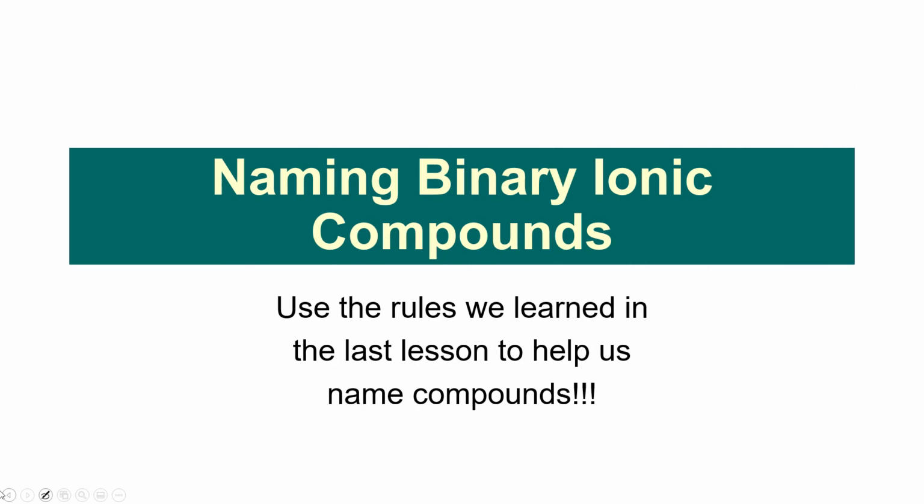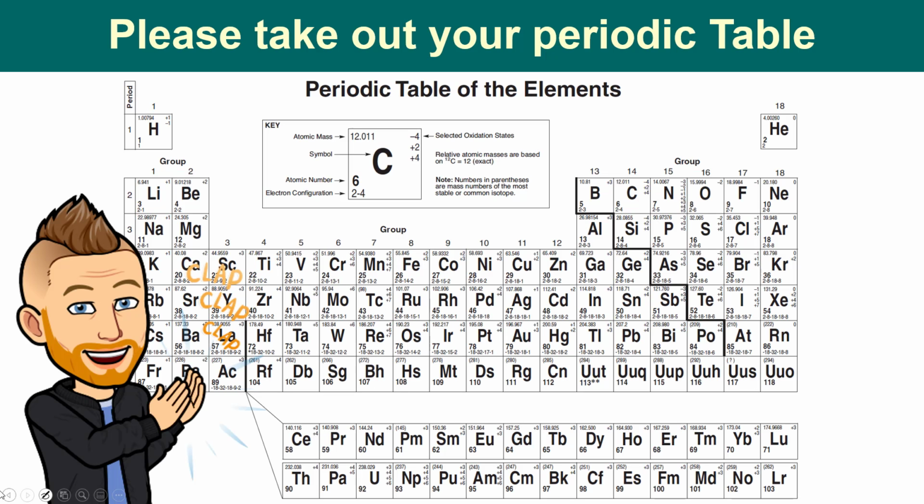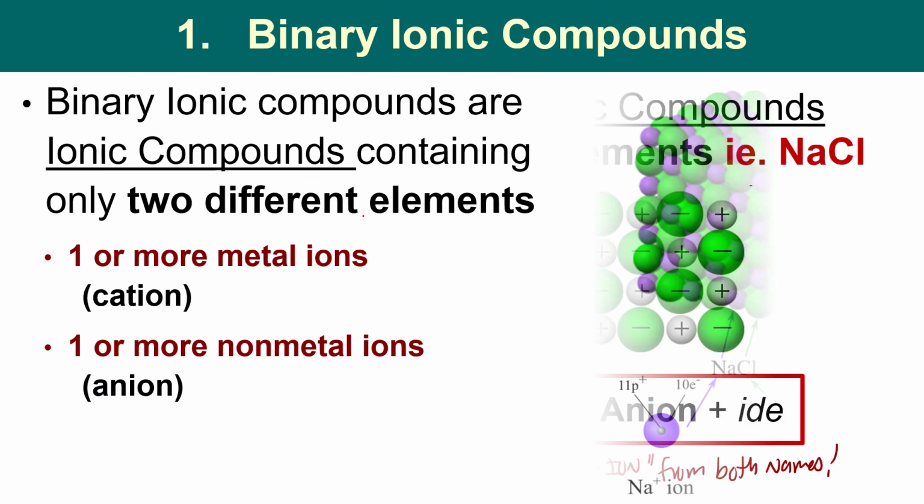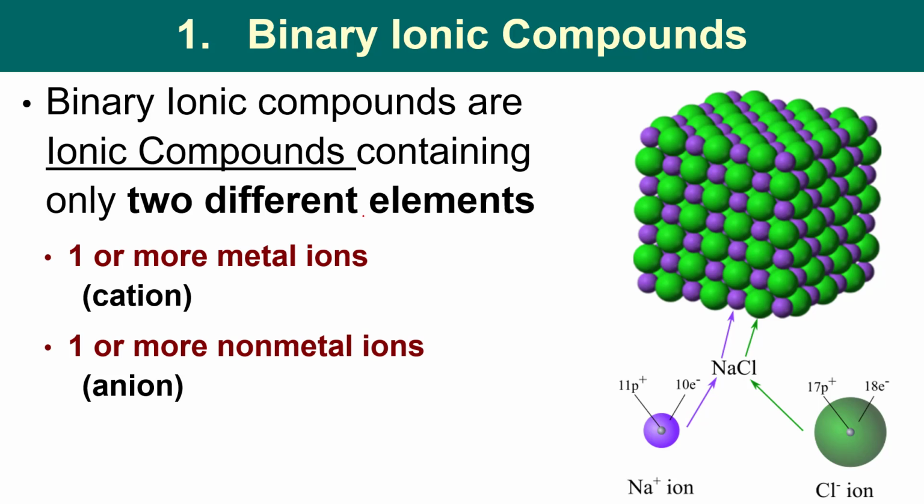Today's video is going to kick off teaching you how to name binary ionic compounds. And we are going to have to use the rules that we learned in our last lesson to help us do that. So if you have to look back in your notes, please do. You are also going to need your periodic table for this, so make sure you grab that and have that handy. Part 1, binary ionic compounds.